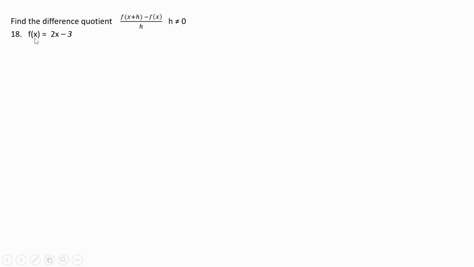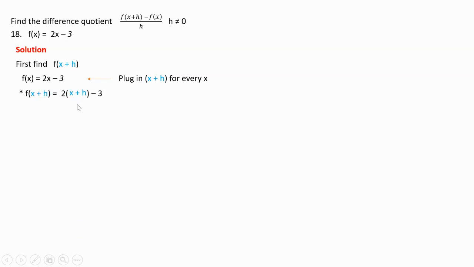For example, on the next one, number 18, right, we're doing the same thing. But this will be much easier because the x is not squared. It's to the first power. So we're going to do the same thing, but this will be a little bit easier. Okay, that's step 1. Again, we're going to find f of x plus h. We're going to plug in x plus h for every x. In this case, it's only 1x. So we're going to plug it in here, right?